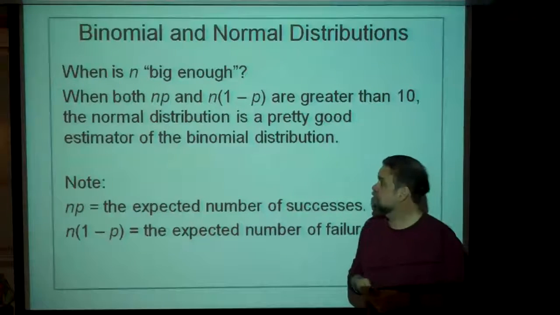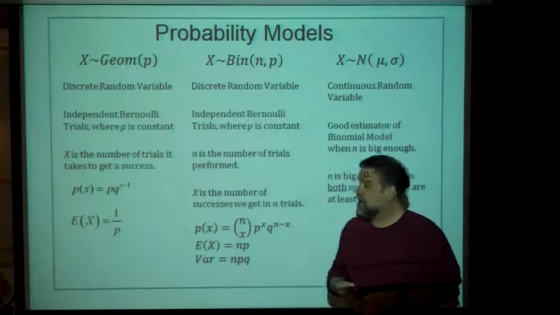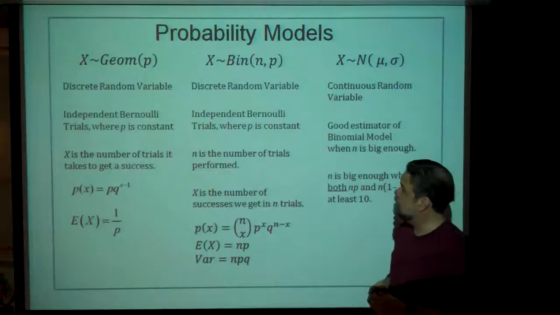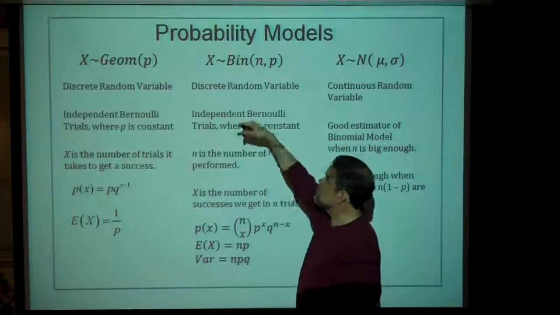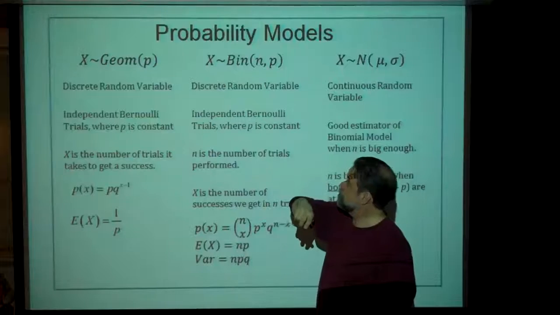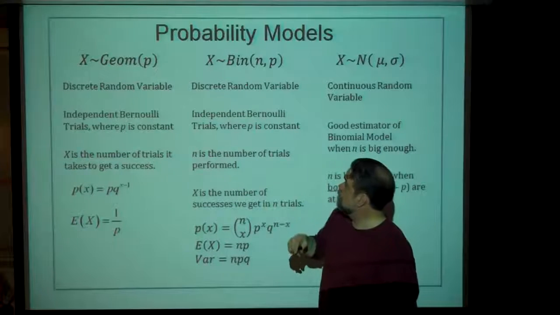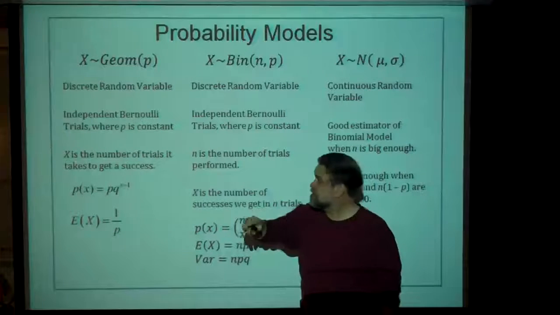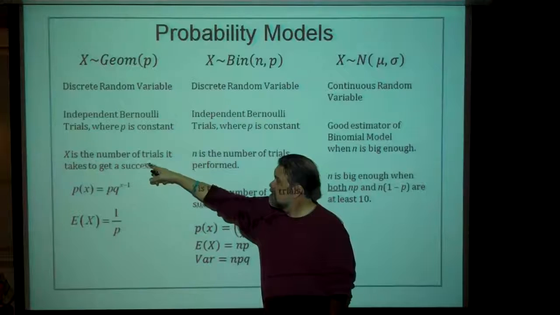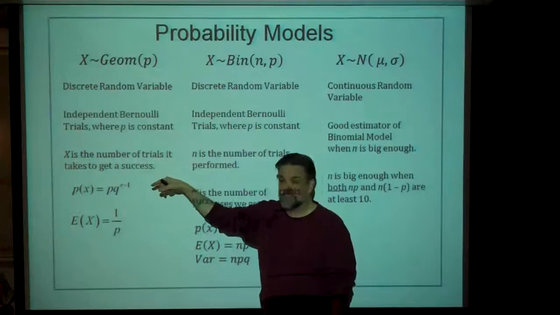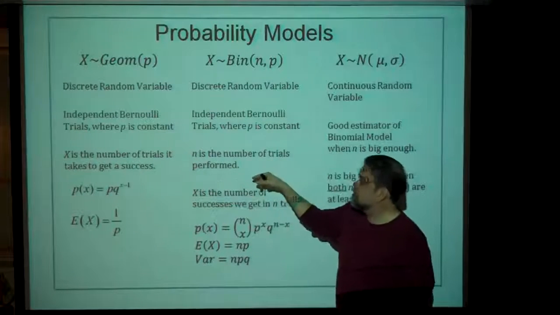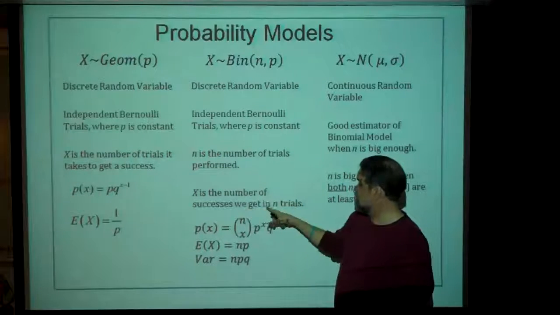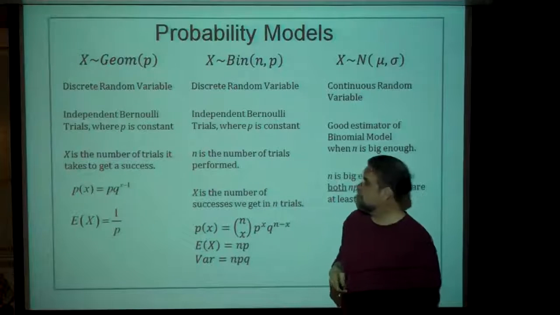Okay? Now, here we have a sort of a summary of what we've seen about our probability models. The geometric and binomial probability models, those are both discrete random variables. They're both independent Bernoulli trials where p is constant. The difference is that with the geometric model, your random variable is the number of trials it takes to get a success, whereas with the binomial model, your random variable is the number of successes we get out of n trials.